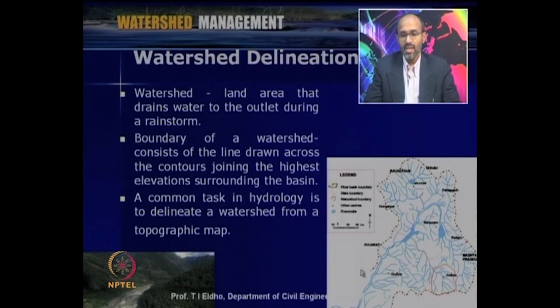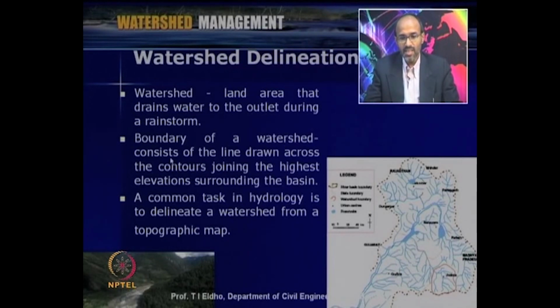Most of the time, for a given area, for a given village or for a given taluk, we have to identify the watershed before going for the various interventions, before starting the watershed management, or while preparing watershed management plans. So, we have to identify the exact boundaries of the watershed. That is the process called watershed delineation.